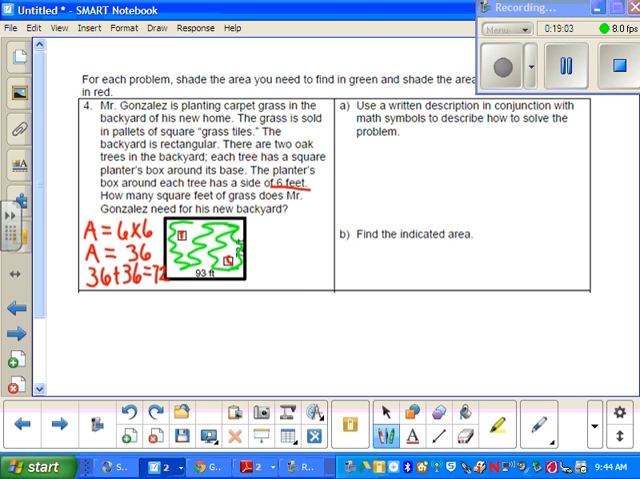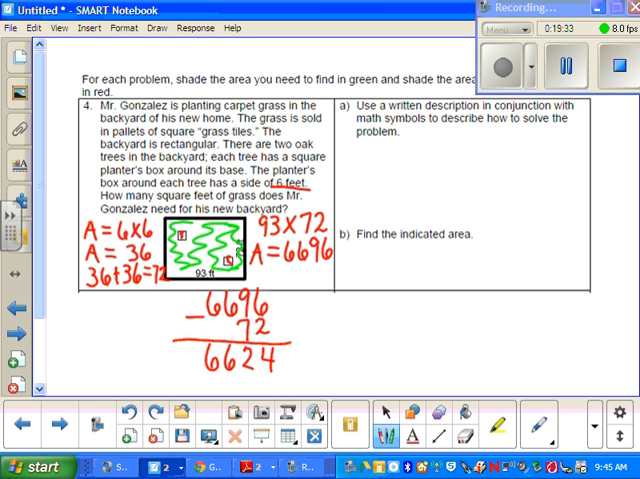Now, the big rectangle would be 93 feet by 72 feet. And if I multiply that together, 93 times 72 is 6,696. And so I have to subtract my 72 from that. That's a big yard. And I would get 6,624 feet squared.